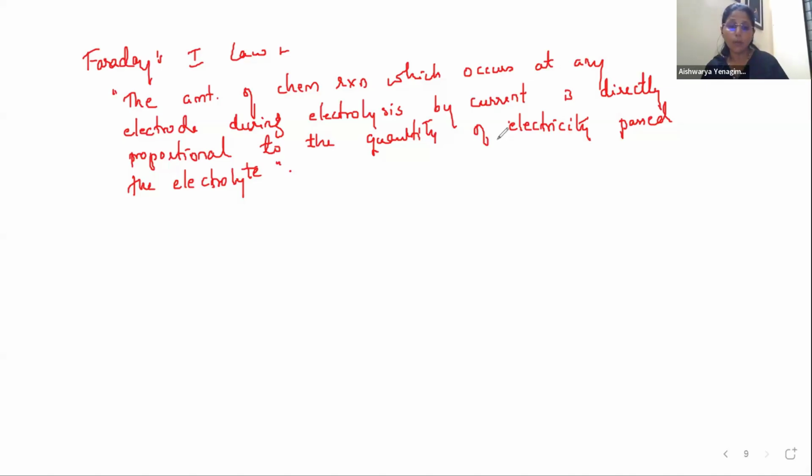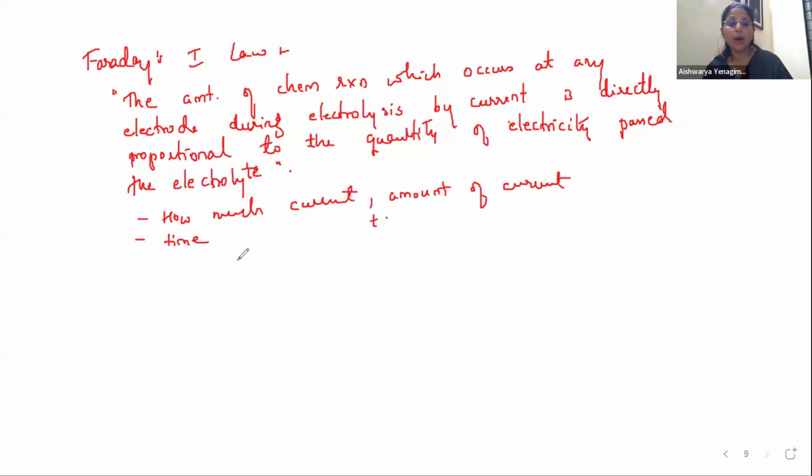So if you take the example of a copper plating setup, if I pass a very small amount of current, then only a little amount of copper gets deposited on it, right? But if I pass more current, or current for a longer time, more copper will get deposited on the cathode. So basically it depends on two things: how much current you have passed, and for how long. It is dependent on the amount of current, and it is also dependent on time.